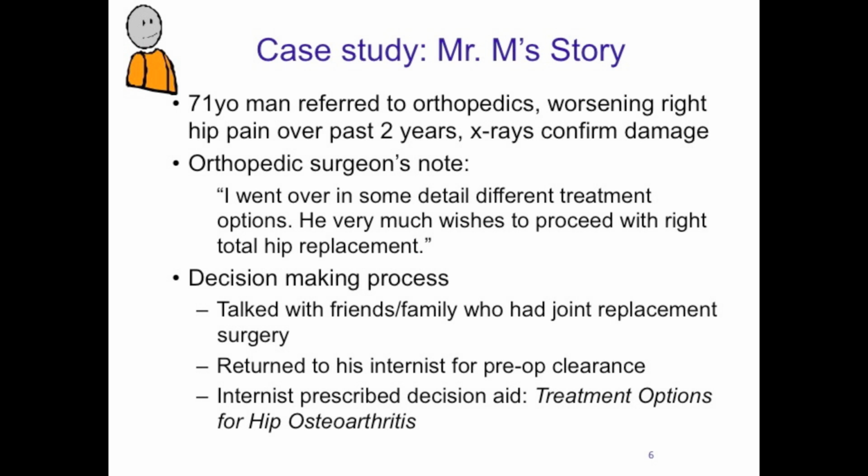And during that discussion, the internist noticed that he was having a lot of questions and maybe even having some concerns. And we had just started a program where our general medicine primary care physicians could order decision aids for their patients. And so the internist said, well, let me send you this video. Why don't you look at it, and then we can talk about this and see whether this still seems to be something that you might want to do. So he was sent a decision aid, treatment options for hip osteoarthritis.